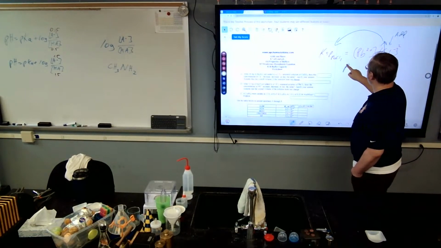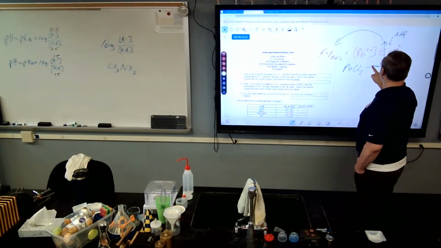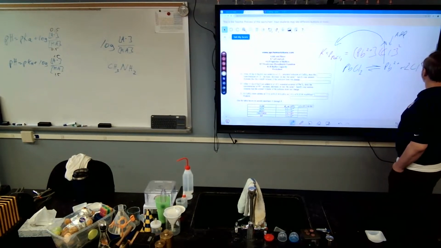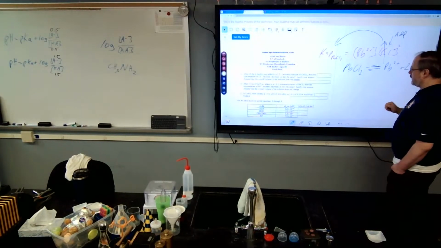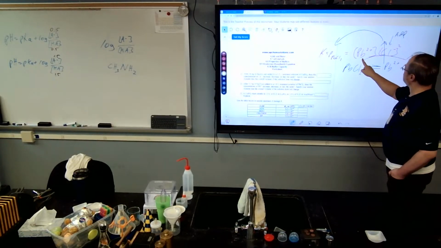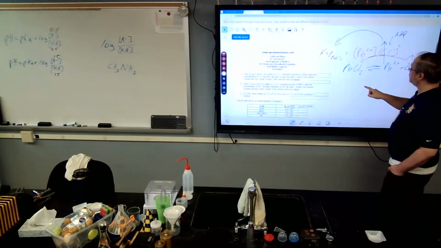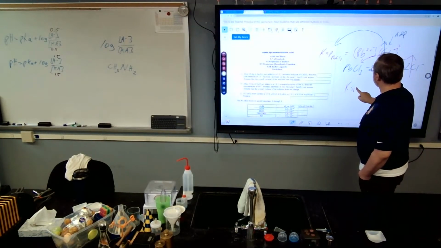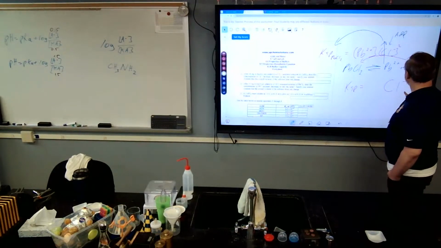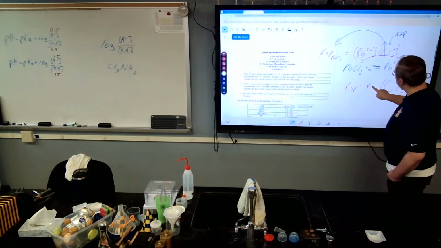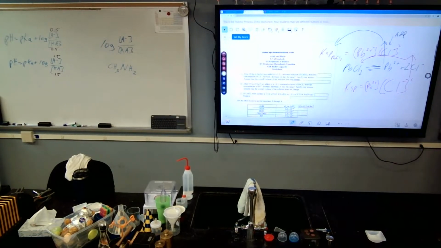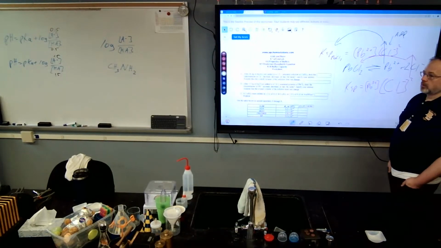So we have PbCl2 in equilibrium with Pb2+ plus 2Cl-. The stress is extra chloride. We're going to force the equilibrium towards the products. That means our Ksp is not going to change because the temperature hasn't changed. What will change is we're going to have a lot more Cl, which means we numerically have to have a lot less Pb. Common ion stuff. Are we comfortable with this?